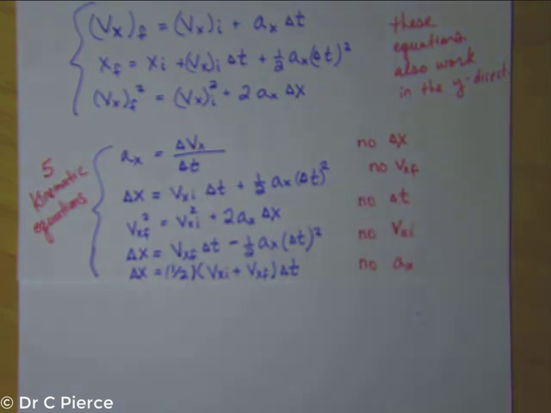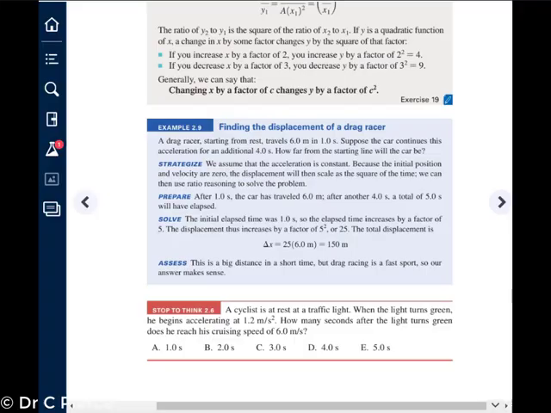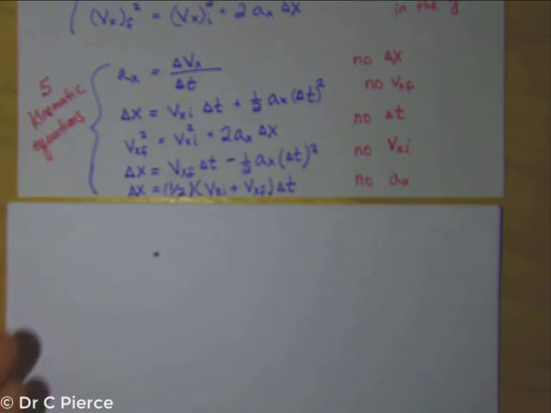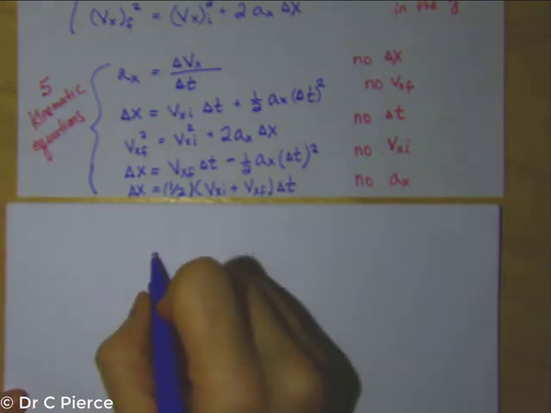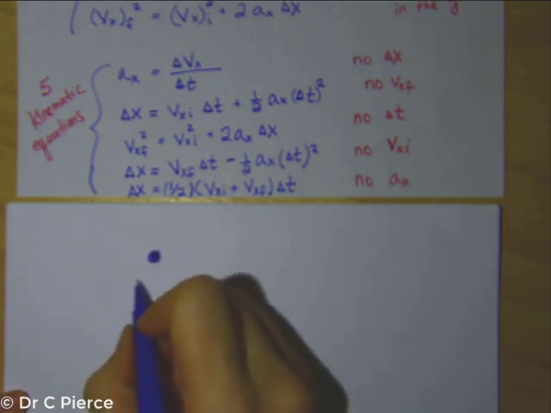So let's do this stop to think problem on page 50. A cyclist is at rest at a traffic light. When the light turns green, he begins accelerating at 1.2 meters per second squared. How many seconds after the light turns green does he reach his cruising speed of 6 meters per second? So first thing I'm going to do is make a little sketch of the problem.